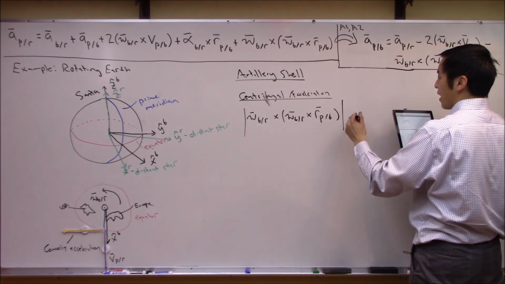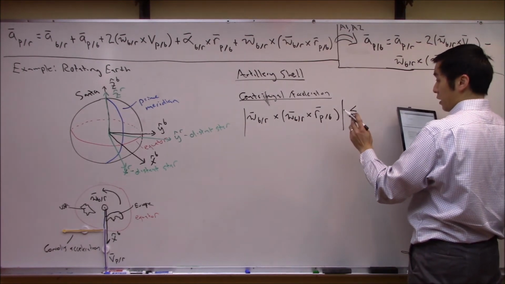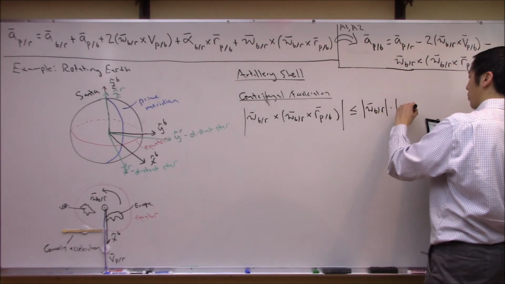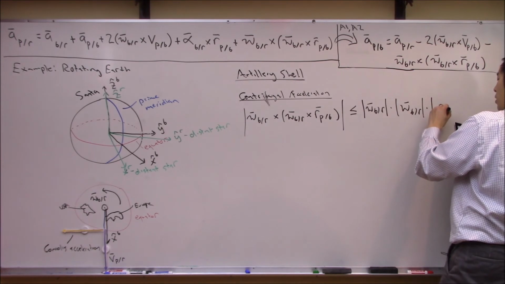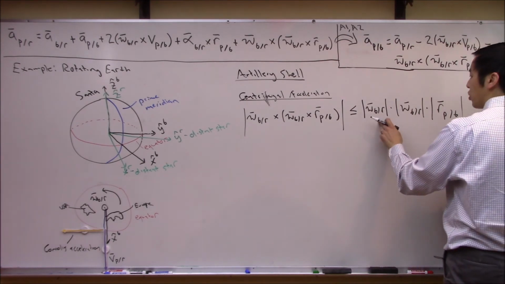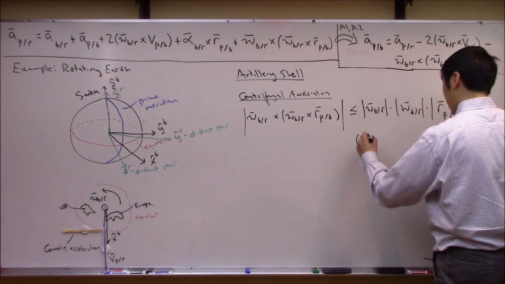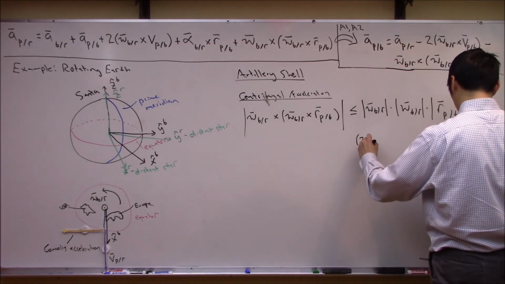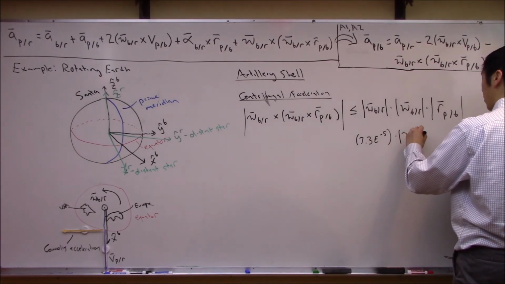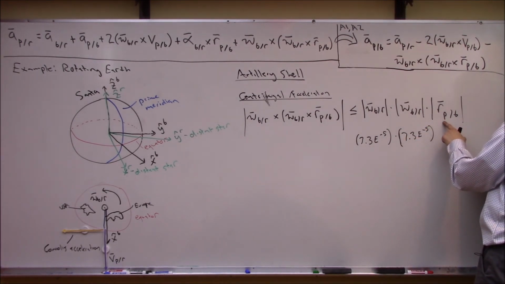So we know that this has got to be less than or equal to the product of all of them by themselves. So this is going to be less than the magnitude of omega B with respect to R times the magnitude of omega B with respect to R times the magnitude of rP with respect to B. We'll overbound this situation. We already showed earlier that this number is about 7.3-ish e minus 5, times 7.3 e minus 5. Now what's this thing here? This is the position vector of rP with respect to B.